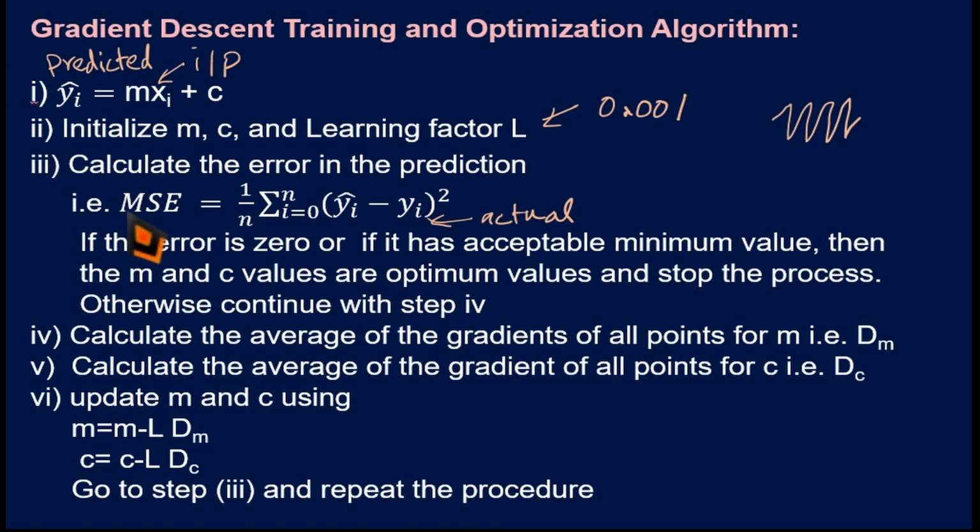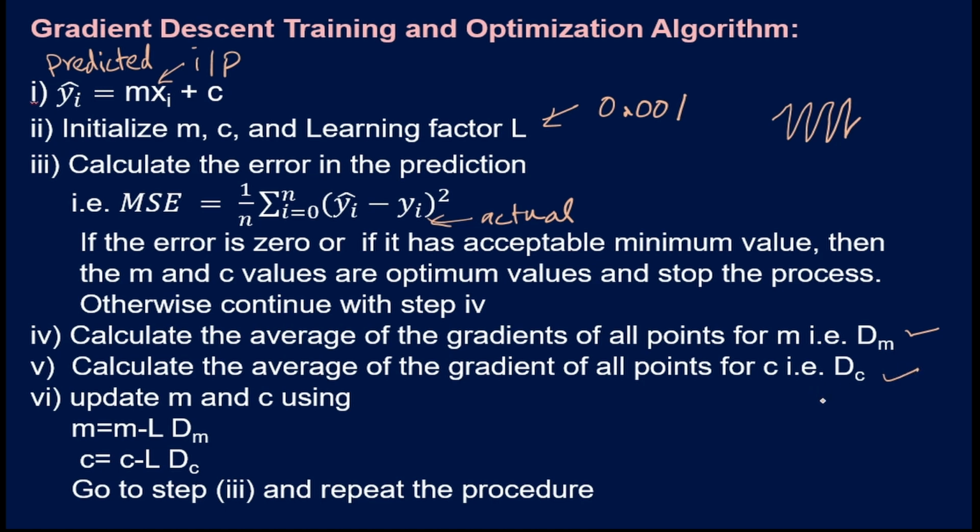In step 3, again we are calculating the error using the new m and c values. Calculate the error. If the error is not acceptable or if the error is large, again you update m and c. So the procedure should be repeated until the error you got is an acceptable minimum value or if the error is 0. Here we have considered all the data points to calculate the average of dm and dc.